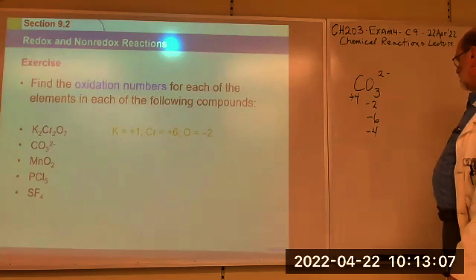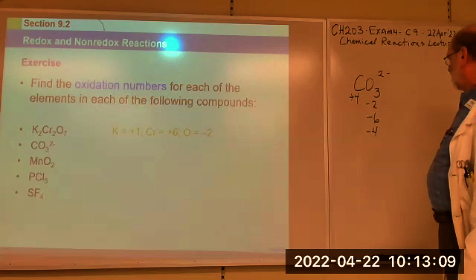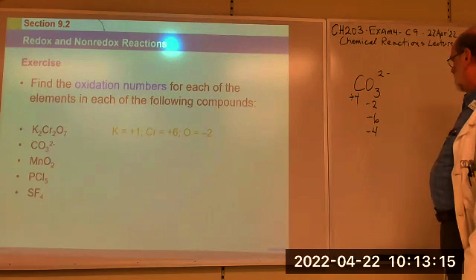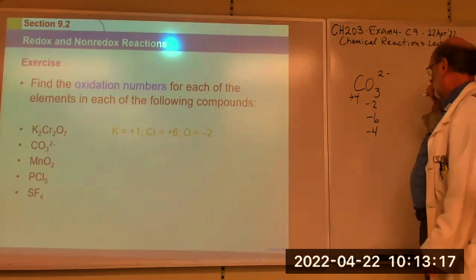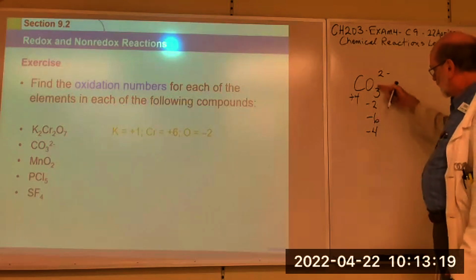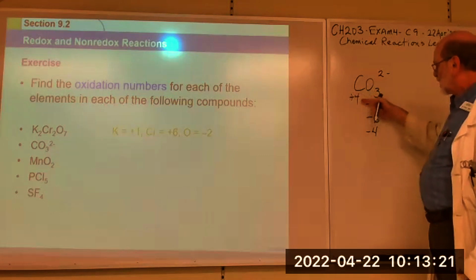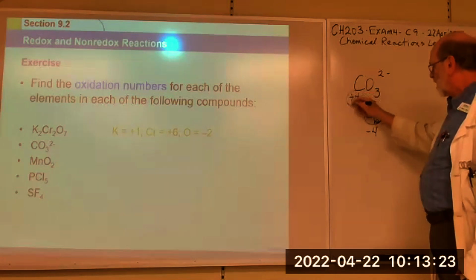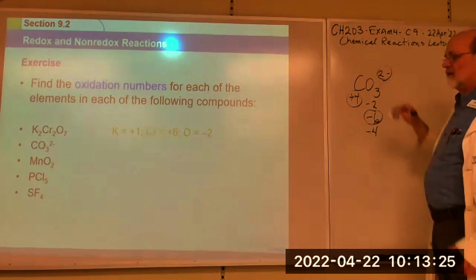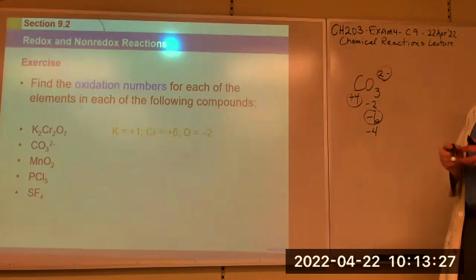Okay. We've got -6 from the oxygens and a +4 from the carbon gives us the charge on the polyatomic ion.